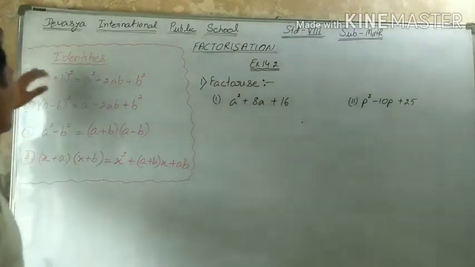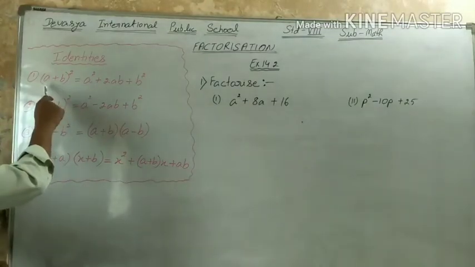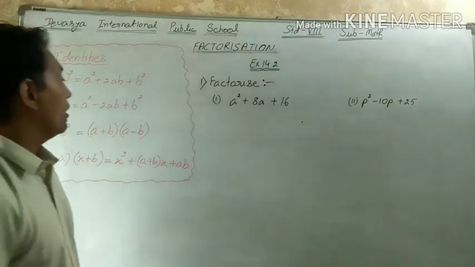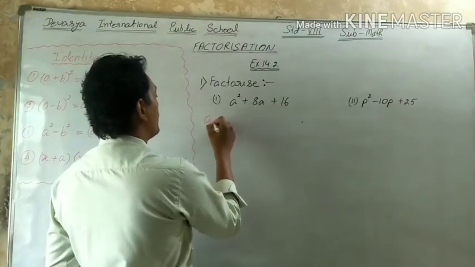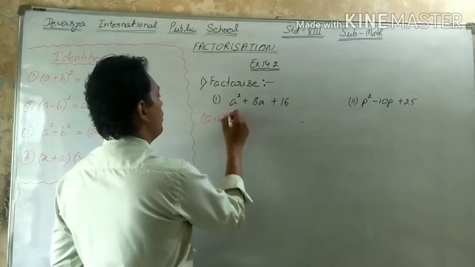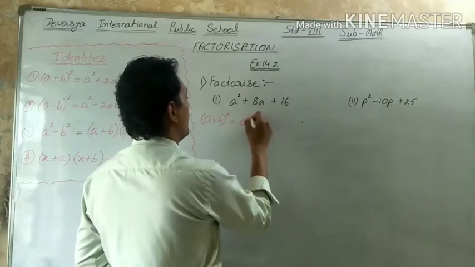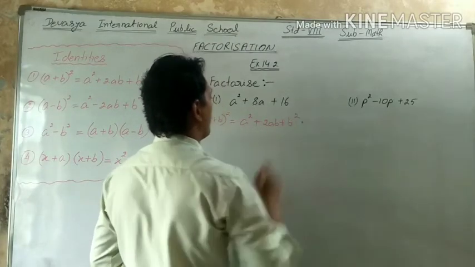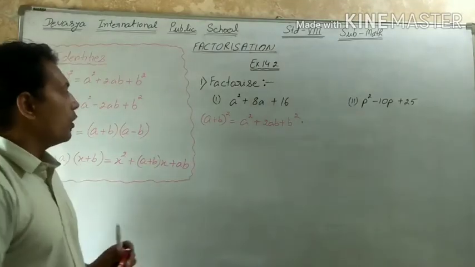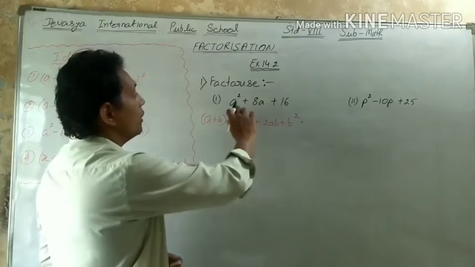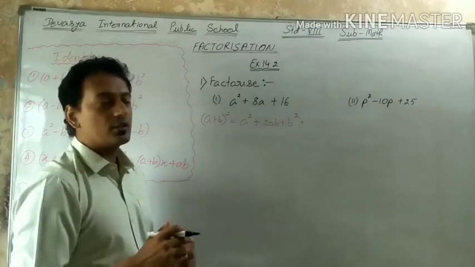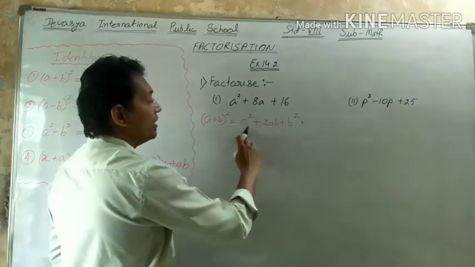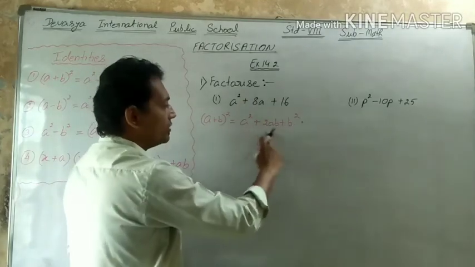So looking into these identities, we can use the first identity, that is (a + b) whole square is equal to a square plus 2ab plus b square, right? So this is the identity we need to use. Now before factorization, student, this is the expression. We need to modify this expression into such a form so that the modified form fits into the right hand side of the identity. This is the right hand side of the identity.